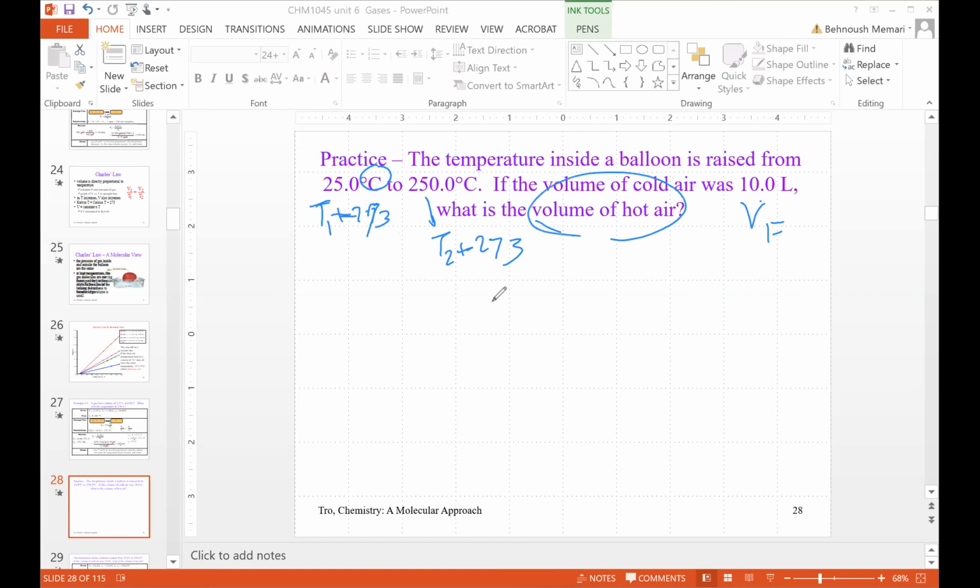See, the language is different. So when you do assignment in Newton, pay attention to the language and the vocabulary and the type of the questions that they are asking. Can I use Charles' law in this case?